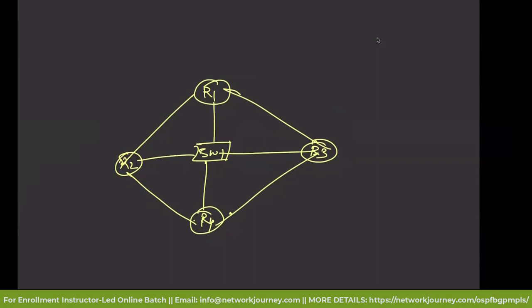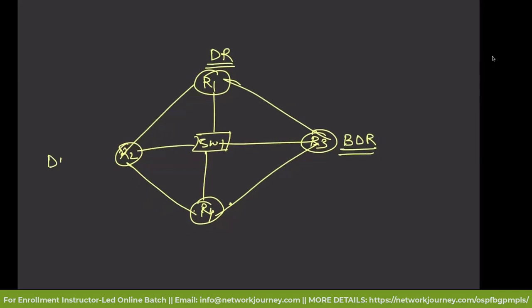So let's assume we change the priority and R1 has the highest priority. So that will become the DR. Now, the second router, which has the second highest priority, will become the BDR. Let's assume that R3 will become the BDR. I have set the second highest priority here. Now the other routers are known as DR others. First of all, understand the naming.